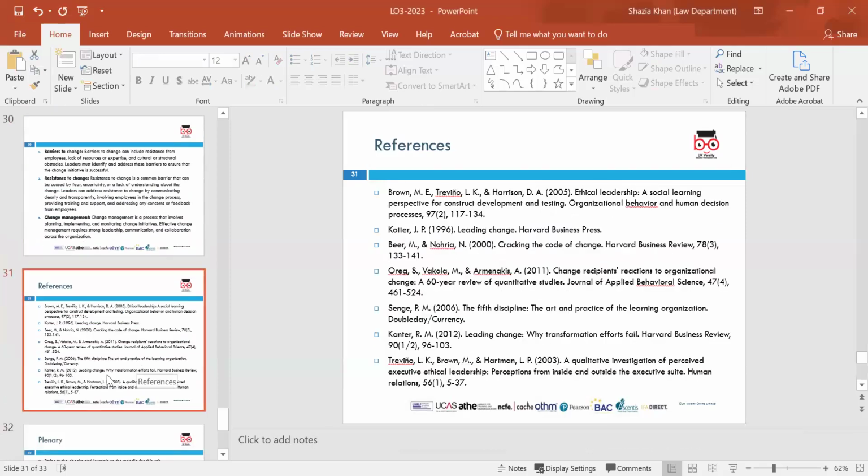So now we've finished learning outcome 3. The next learning outcome we're going to do is learning outcome 4. These are the references for learning outcome 3. I'll just give you a quick summary of what we've done in learning outcome 3, which is today's session.